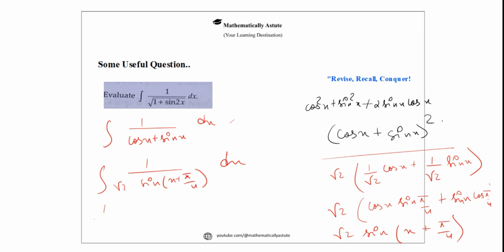So 1 by root 2, again this would be cosec x plus pi by 4. On using the formula for cosec, you will get your required answer.